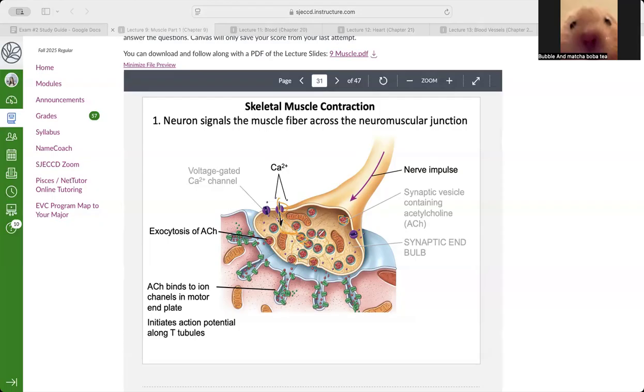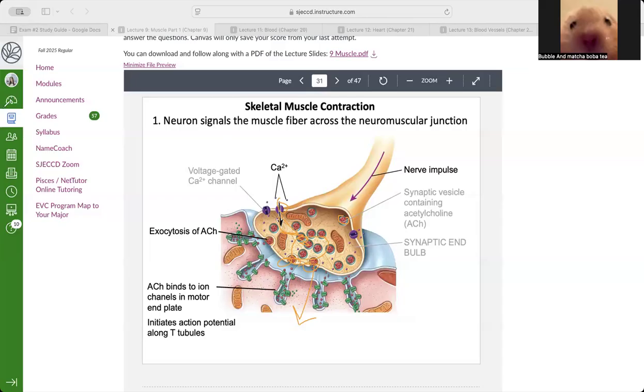When it comes to these guys, ACh, acetylcholine, attaches to the motor end plate, right there, which initiates an action potential along the T tubules. If you want to stop muscle contraction, you stop acetylcholine and get rid of it. After contraction, acetylcholine gets pumped back into the neuron.